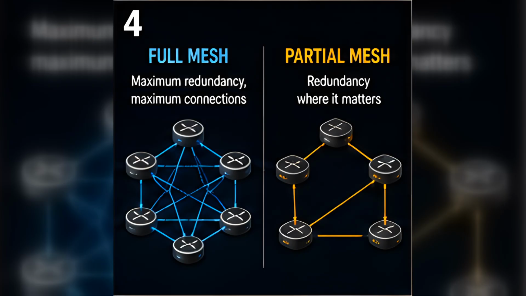In a full mesh, every device directly connects to every other device. This provides multiple paths and excellent reliability, but the number of connections grows quickly. 6 devices require 15 links. A partial mesh provides direct connections only between selected devices. It reduces cost and complexity while keeping redundancy in important areas. Enterprise networks frequently use partial mesh because full mesh becomes difficult to scale.